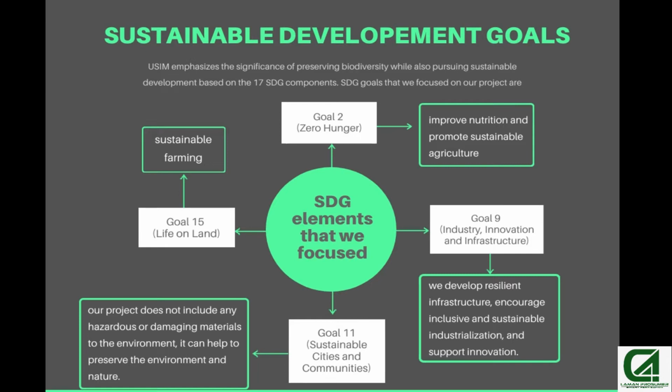Next, we also focus on Goal 11, which is Sustainable Cities and Communities. Our project does not include any hazardous or damaging materials to the environment. It can help to preserve the environment and nature. Last but not least, we also focus on Goal 15, which is Life on Land. This initiative is anticipated to enhance the agriculture sector's productivity, allowing them to produce high-quality products.